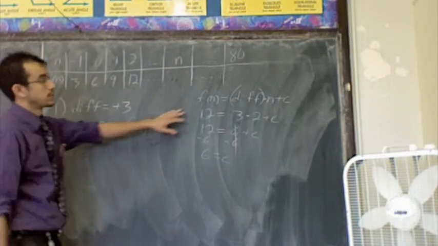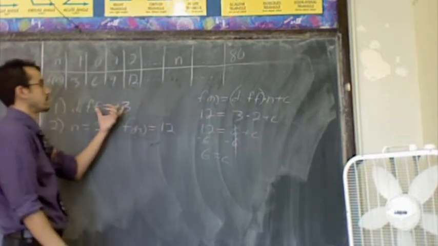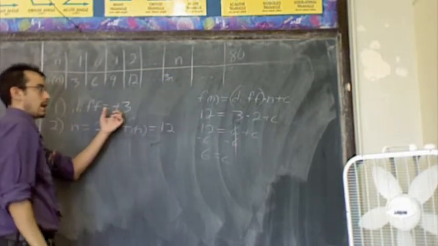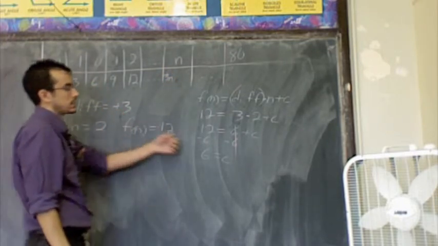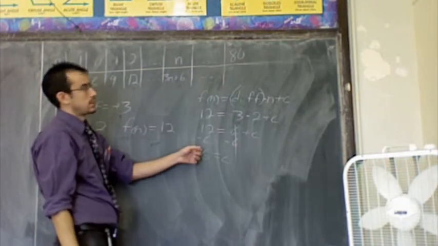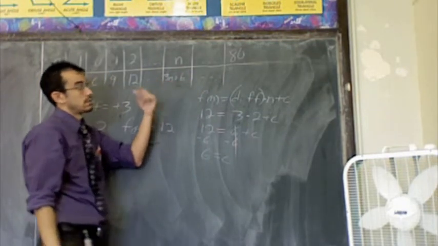So now I've got all the parts I need to write the rule. F of n equals the difference times n. Well, my difference is 3, so this is going to say 3 times n. And then I have to add my constant, my c, so plus 6. If this was negative 6, then I would write minus 6, but since it's positive, I write it that way.